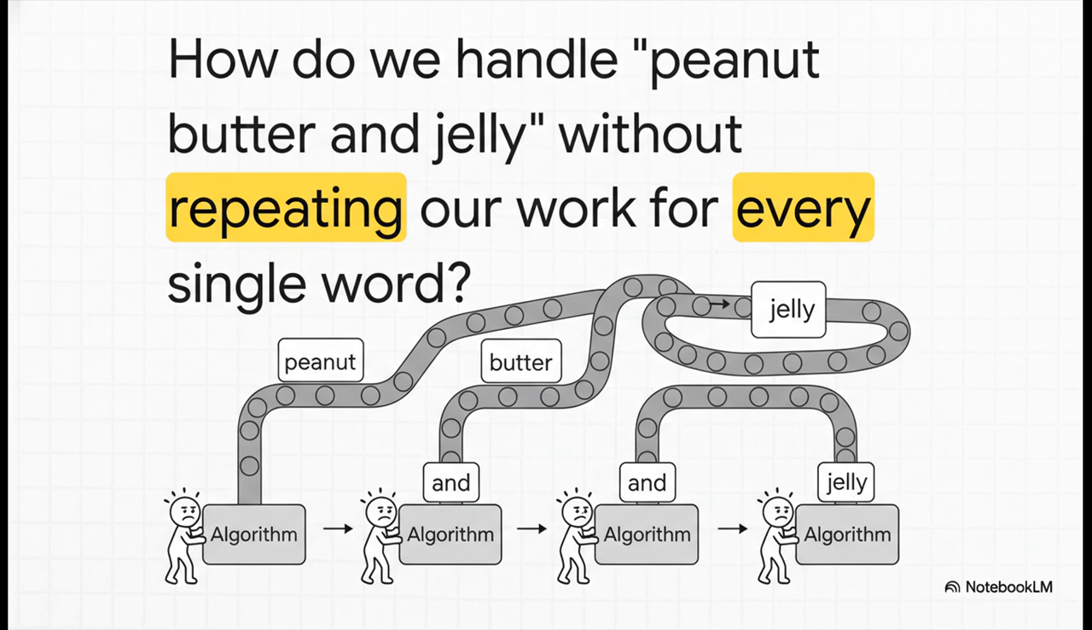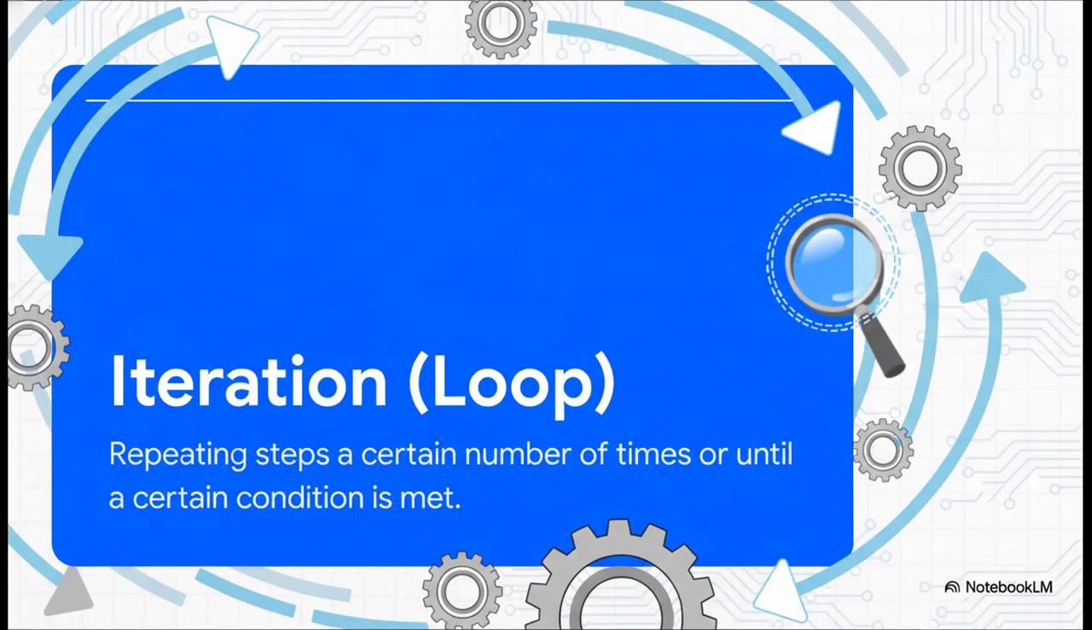We need a way to tell our program to just keep going until the job is done. And that leads us to our third and final building block, iteration. It's just a fancy word for repetition, or what programmers call a loop. And this is the key to making algorithms truly powerful and efficient, because it lets them repeat a set of steps over and over and over again.